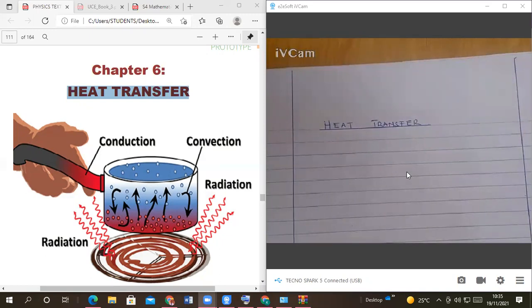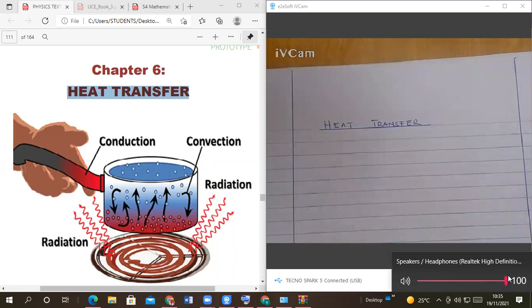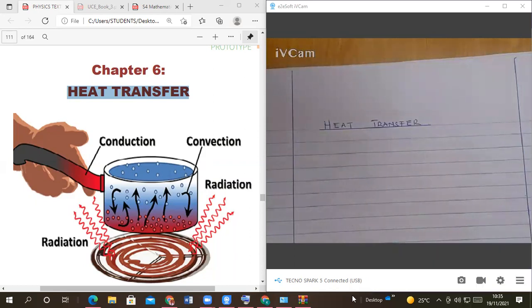Heat transfer, as it is called, I think it is the transfer of heat energy through objects. The transfer of heat through objects. Yes, that's correct. Who can add on something there? Bridget? The transfer of heat through objects.